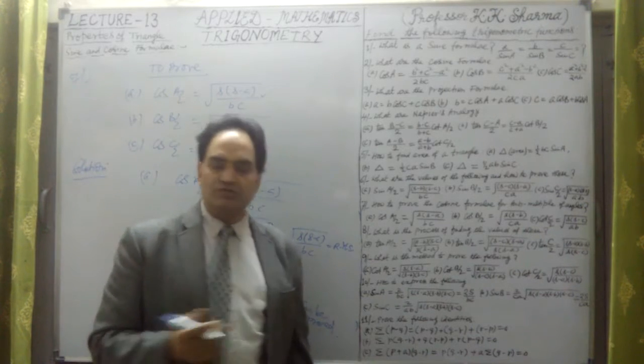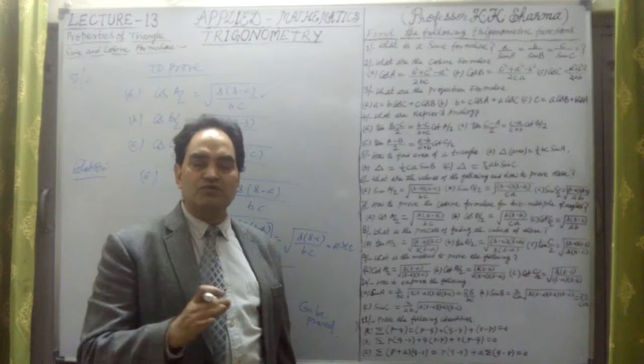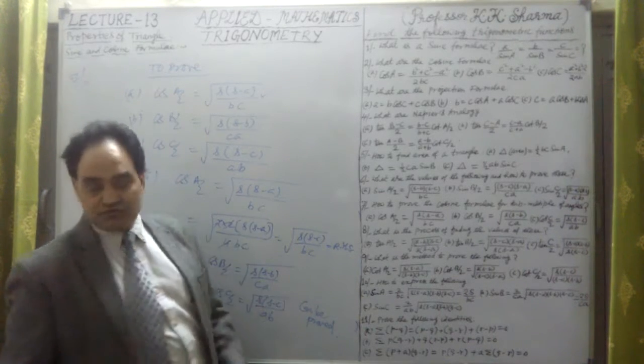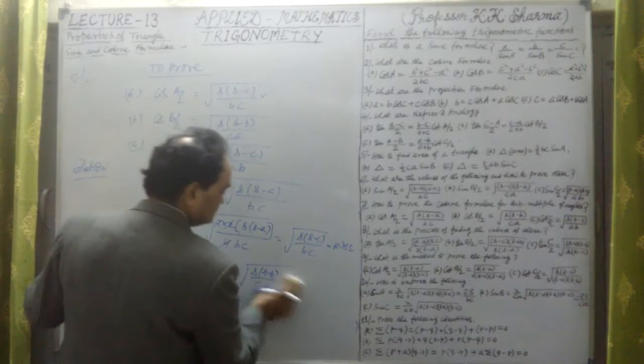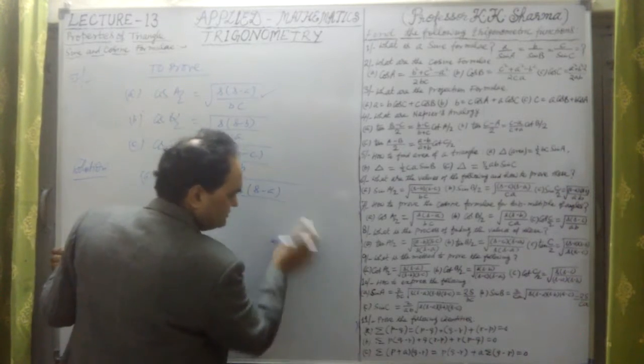So this is the process. Put the formula: what is cos B by 2 or cos A by 2? Cos A by 2 is under root of (1 plus cos A) upon 2. And put the value of cos A, cos B, cos C, and then we can obtain these values. Okay, so this is question number 7. The other two parts can be easily done.